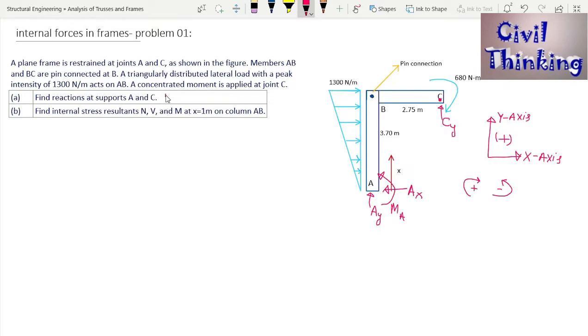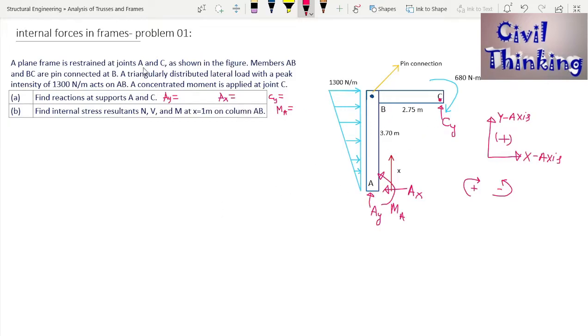The support reactions are AY. I have to find AY, I have to find AX, and I have to find CY. I also have to find the moment at A. These are all the support reactions.